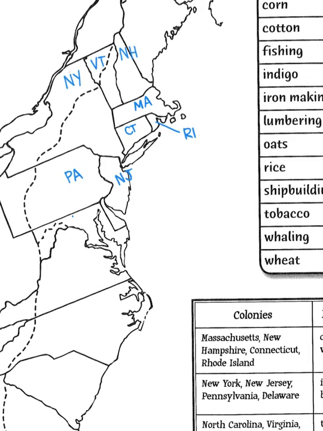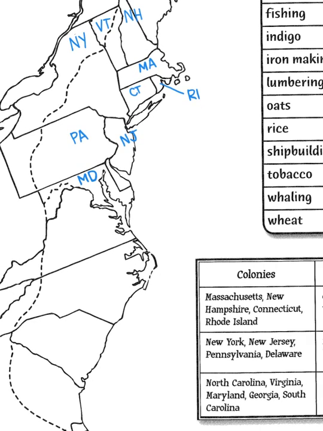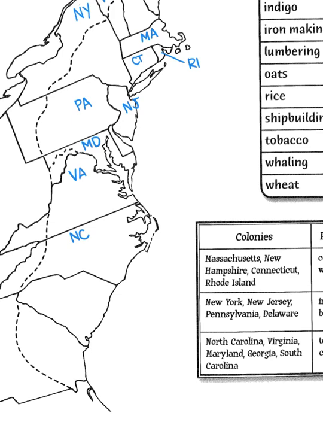Down here I've got Maryland, MD, and then these three states down here are actually going to be studied during our southeast regions, which is next. So I'm going to put those in. This is Virginia, VA, North Carolina, NC, South Carolina, SC, and this state right here is Georgia, GA.